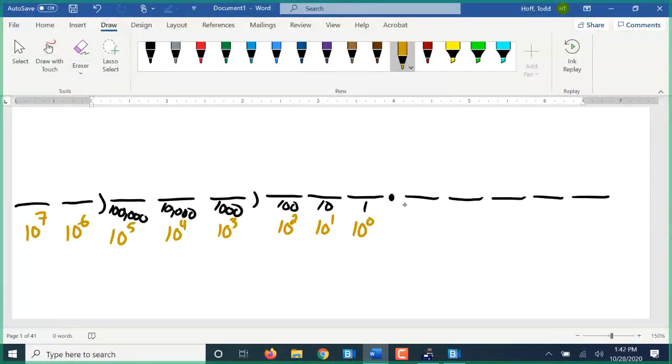Even going after the decimal point, 10 to the negative 1 is 1/10, and 10 to the negative 2 is 100th. 10 to the negative 3 is 1,000th. 10 to the negative 4 is a 10,000th. And 10 to the negative 5 is 100,000th. Our place values are simply powers of 10. Our number system is a decimal number system. Deci means 10, or sometimes referred to as a base 10 number system. That means our place values are exponents with bases of 10.